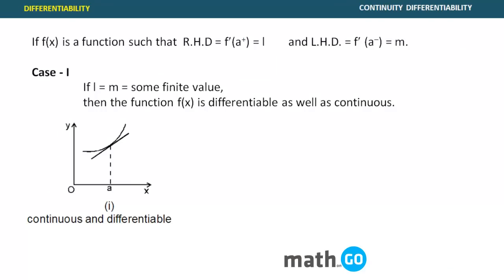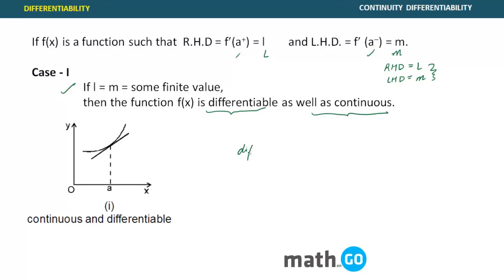Now let's see different cases involved in differentiability. Suppose f of x is a function whose RHD comes out to be L, and LHD comes out to be M at a particular point a. This is given to you. So RHD is L and LHD is M. If both of them are equal and both are finite, then the function will be differentiable as well as continuous. This is something very important that you have to understand.